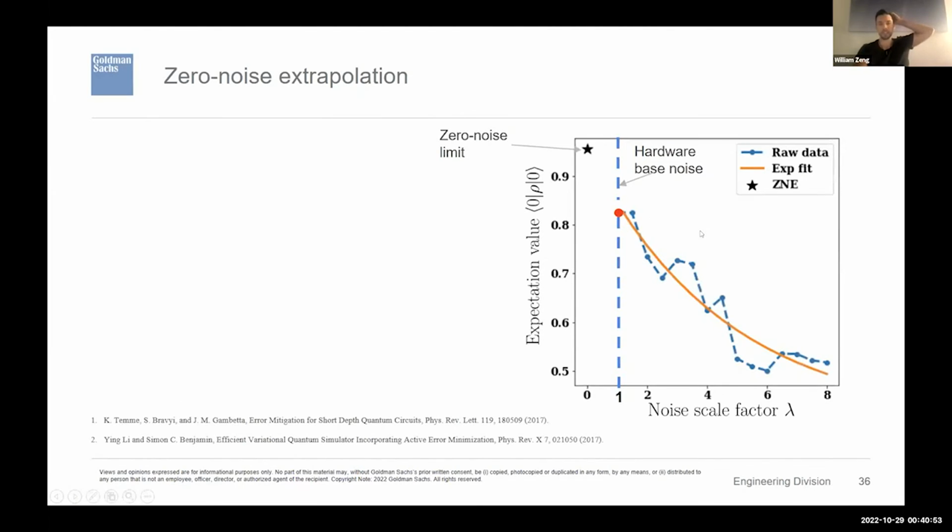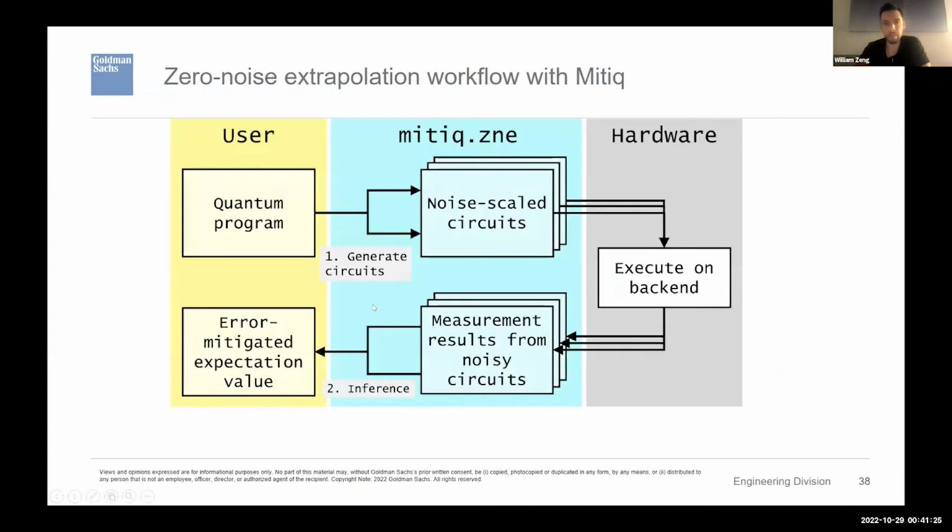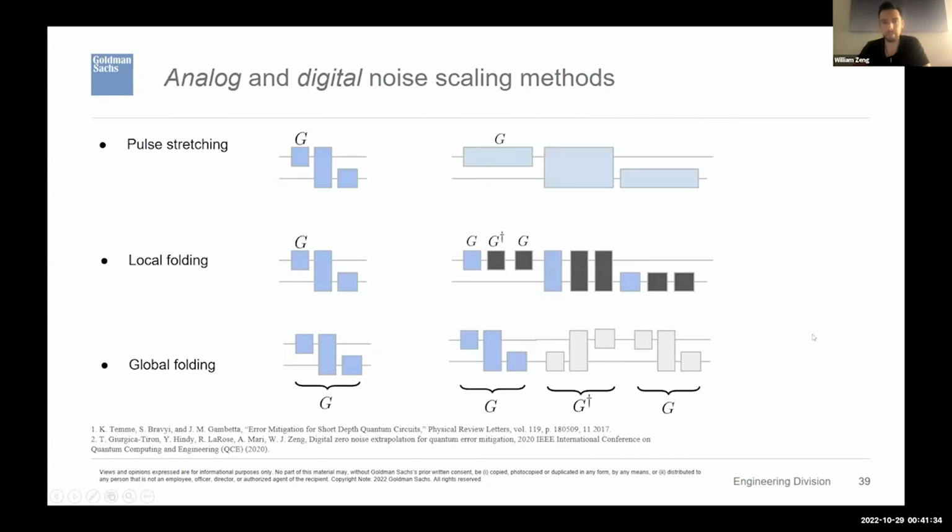So as I mentioned, ZNE is about taking some noise value on your hardware, increasing that noise value somehow, and then extrapolating back to what the expectation value you measure would be at some zero noise limit. There are two main parts to this. There's how you're going to do the scaling of the noise, and then secondly, how you fit that to extrapolate to the zero noise limit. So in Mitiq, the flow is you take some quantum program, generate these noise-scaled circuits, run them, fit a model, and infer the zero noise level.